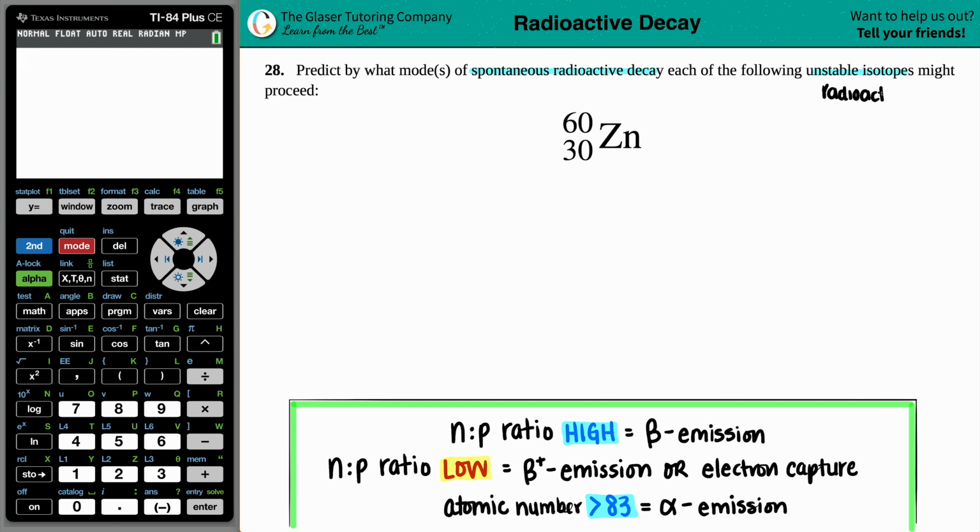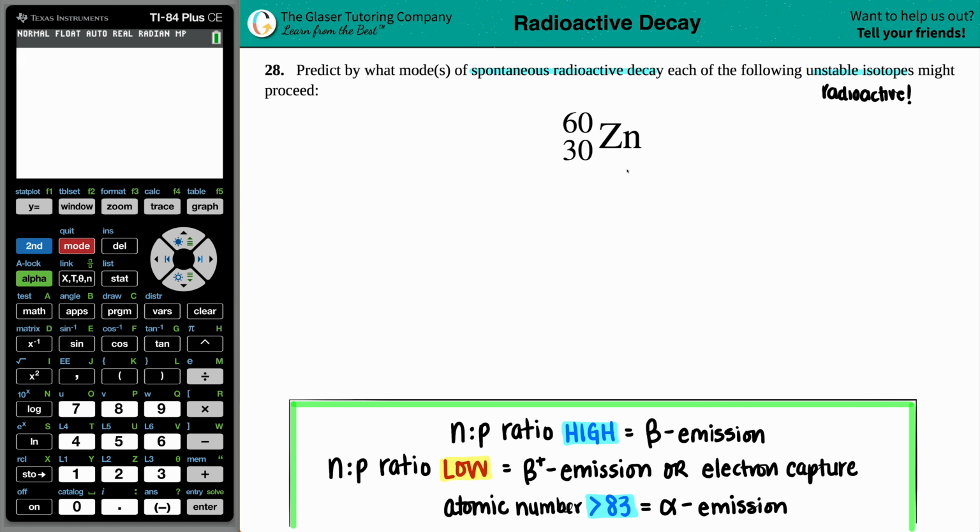Generally speaking, radioactive materials are going to want to decay in a way that they will become a more stable isotope, whatever that isotope will be. Now, there are 4 different major types of decay: whether you're undergoing beta emission, positron emission, capturing an electron, or undergoing alpha emission. We just have to figure out which one is which, or what this zinc is going to be doing.